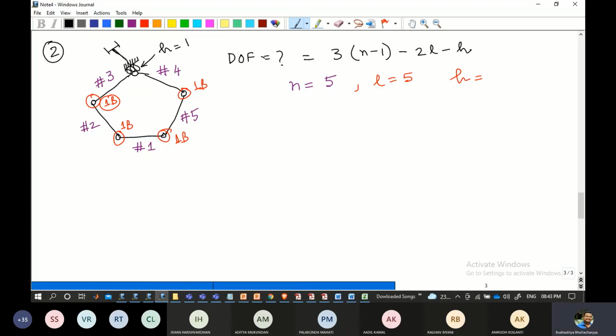Okay, but since it is not there, we will consider H is equal to 0. I'll give you specific examples of when the H value is there or not. And we'll find that L is not that simple to calculate at times. We'll see that in the next problem. So simply you can substitute over here and you will get degrees of freedom.